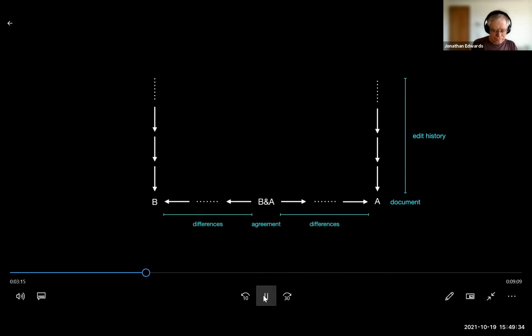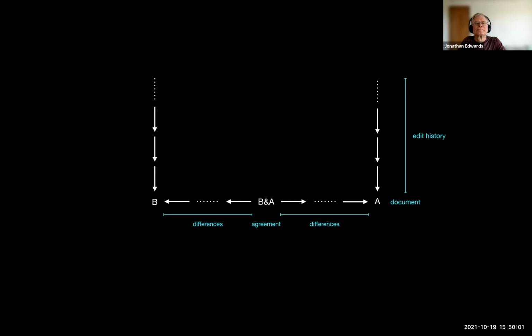We compare these histories and calculate a new document called their agreement, called B&A, which captures what the docs have in common. And we also calculate sequences of edits, which are the differences between each doc and the agreement. So this is like three-way diffing, where you compare two versions against a common ancestor. But what we're doing is computing a synthetic optimal ancestor. That's the agreement. And it's optimal in the sense that it minimizes the number of differences.